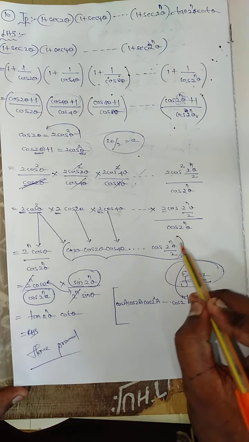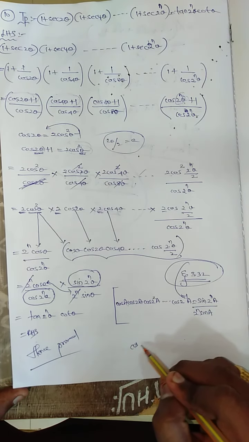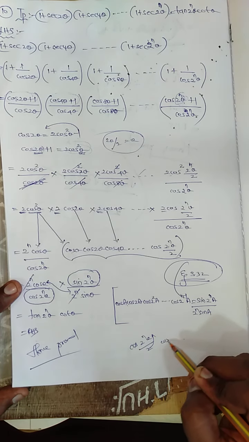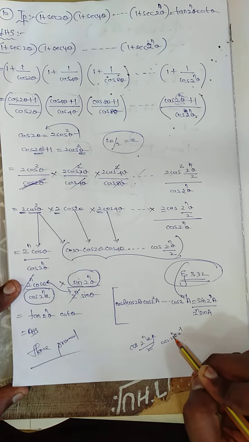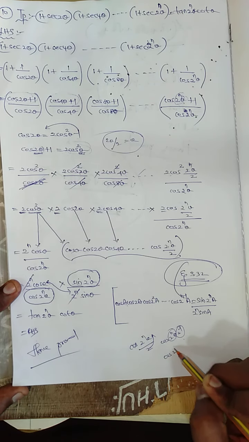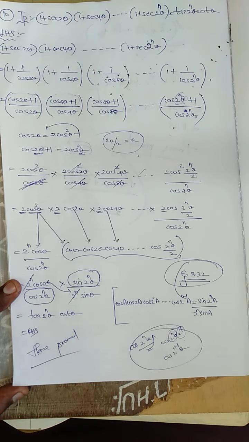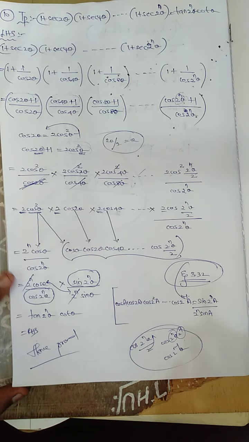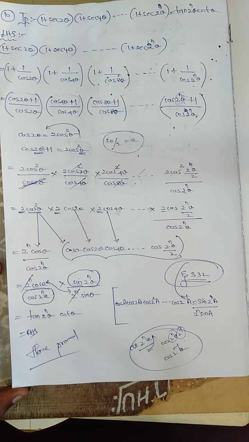If you are going to check, cos 2 power n theta divided by 2, if this 2 moves upward, becomes 2 power n minus 1 theta. This we can write. The same here also, 2 power n minus 1. In place of theta, that is A. So this is a very, very difficult sum, but an important sum from the exam point of view. Study this sum properly.